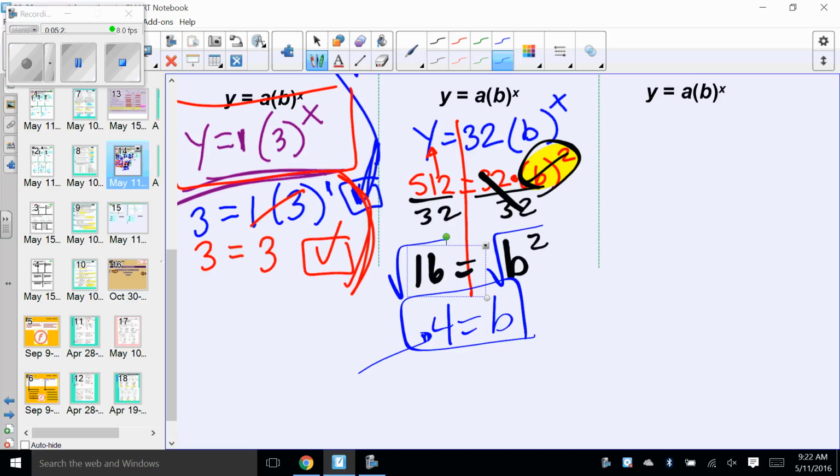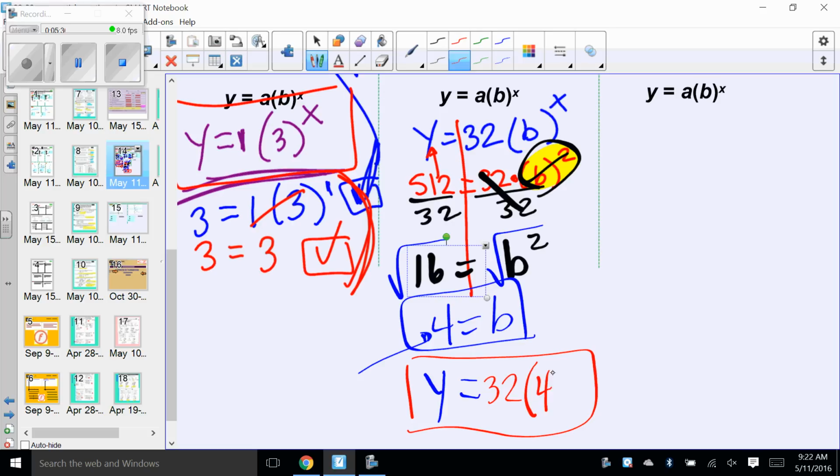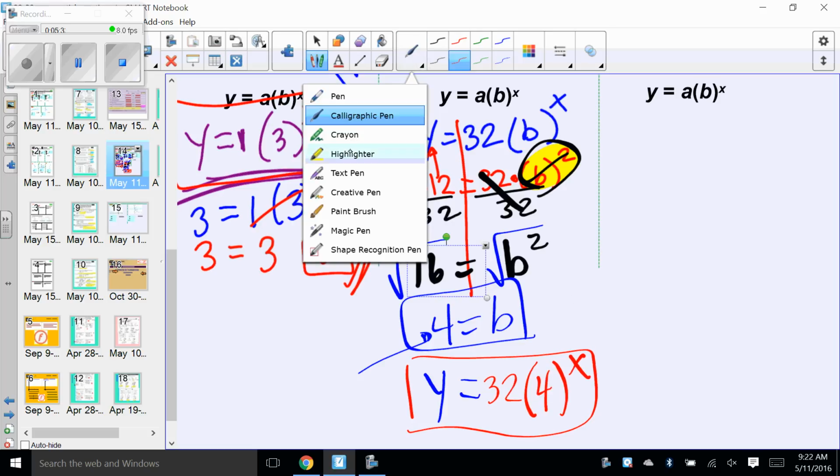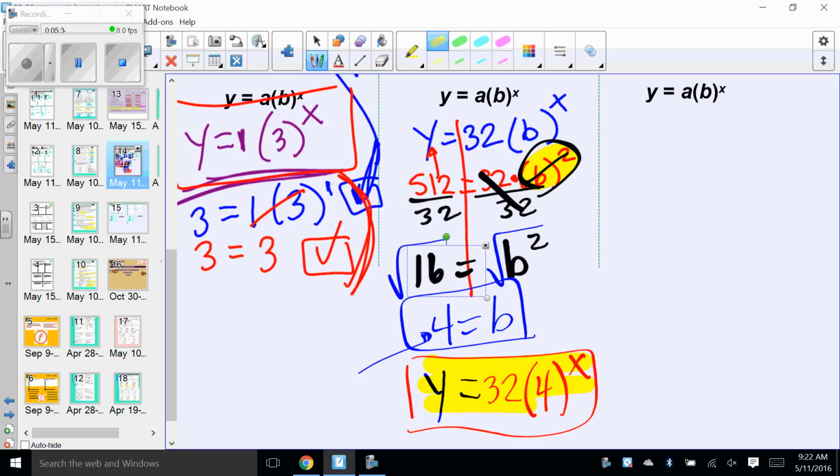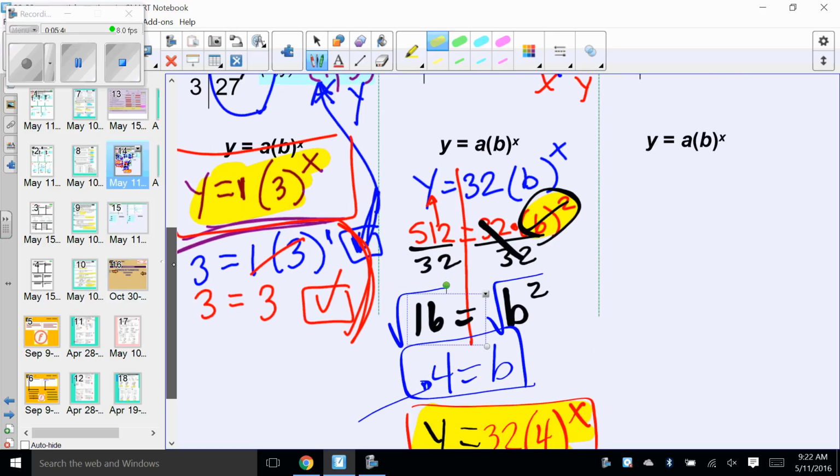So my final equation, going back to the beginning, is y equals the a value, the beginning value is 32. The growth is we're 4 timesing to the x power. So our equation becomes y equals 32 times 4 to the x power. That's our goal, is to write the equation.